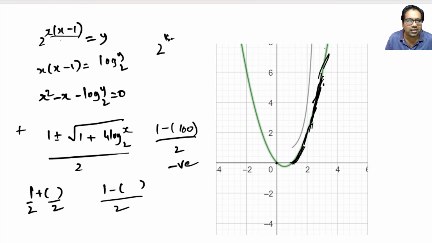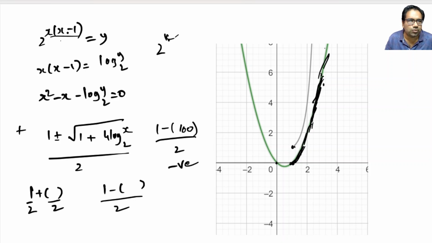Obviously, then 2 power k, as long as k is increasing, 2 power k will also increase. So, for example, when x is 0, 2 power 0 is 1. When x is 1, x into x minus 1 is 0, so 2 power 0 is 1.